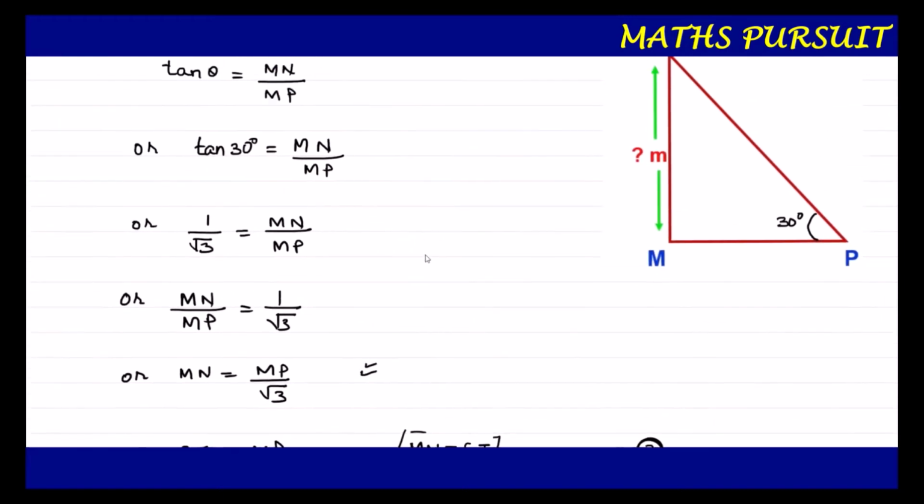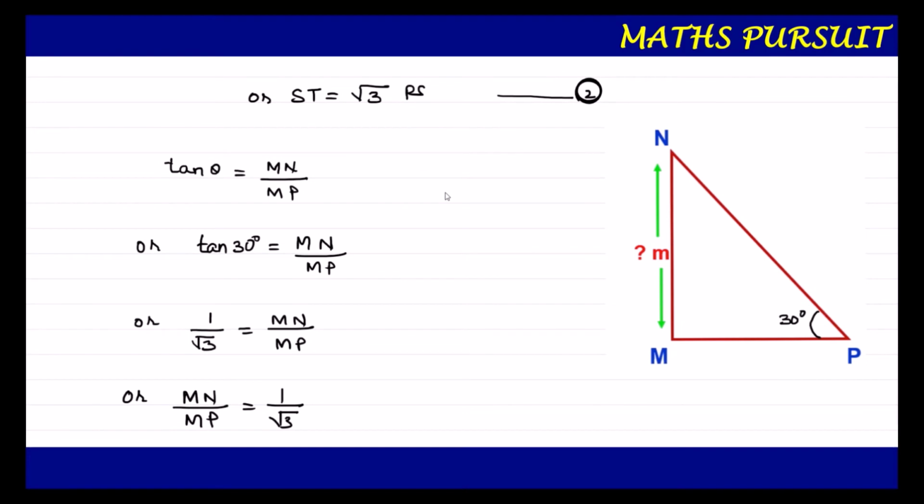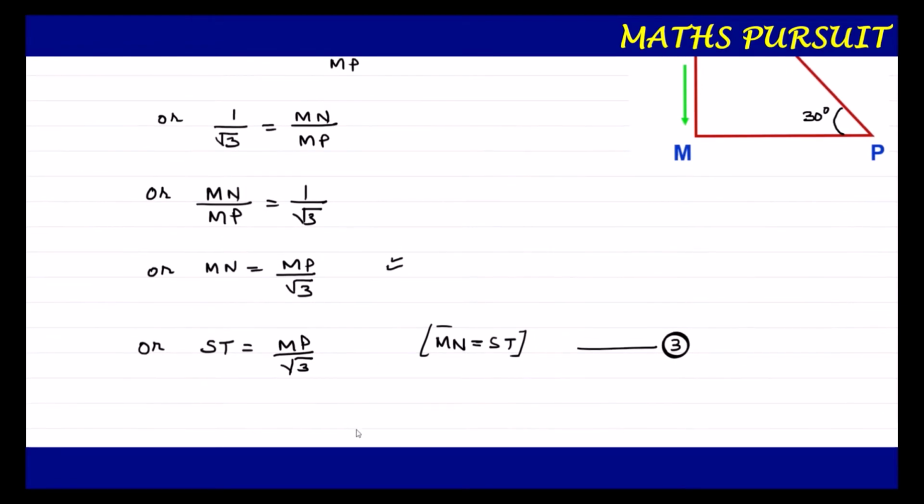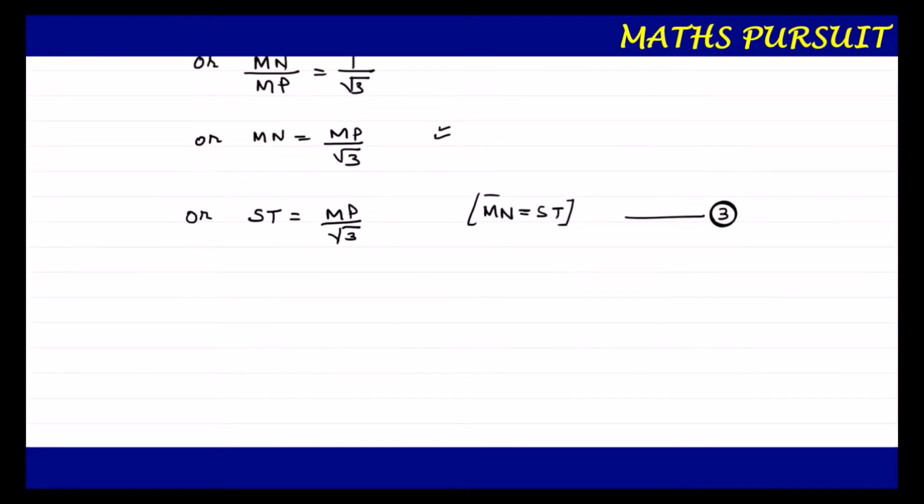Now if you look at our equation number 2, we got ST is equal to root 3 PS, and in equation number 3 we got ST is equal to MP upon root 3. That means equation number 2 is equal to equation number 3. Why? Because as we are getting two values for the same ST, equation number 2 is equal to equation number 3.